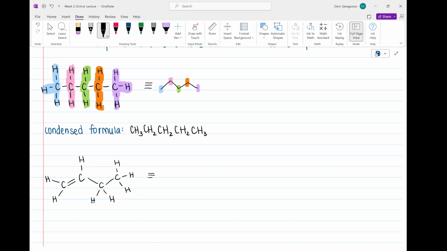And the skeletal drawing here, we have a 4-carbon chain. So instead of highlighting, I'll use numbers. We have carbon 1, 2, 3, and 4. And then we have a double bond between carbon 1 and 2. So that is the line angle drawing for this molecule.